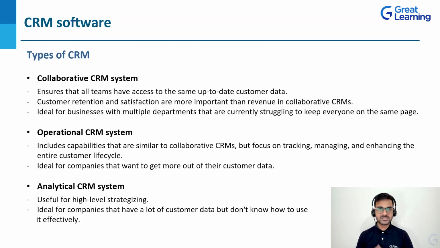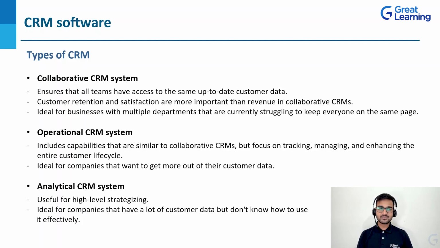Then let's talk about operational CRM system. It includes capabilities that are similar to collaborative CRMs but focus on tracking, managing, enhancing the entire customer life cycle. So that is one added advantage that we get with operational CRM system. It is definitely ideal for companies that want to get more out of their customer data. Each and every company, each and every team will have some customer data. At what stage the customer is at, whether somebody is existing customer, potential customer, ideal buyers, we have all the data. Now, how to utilize that data? How to analyze that data? That can be done with the help of an operational CRM system by tracking, managing, and enhancing the entire customer life cycle.